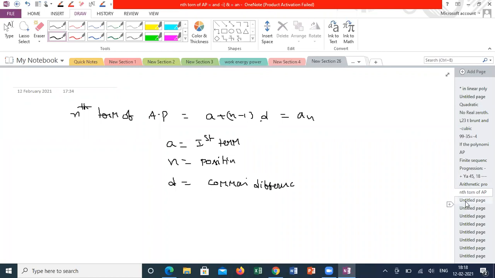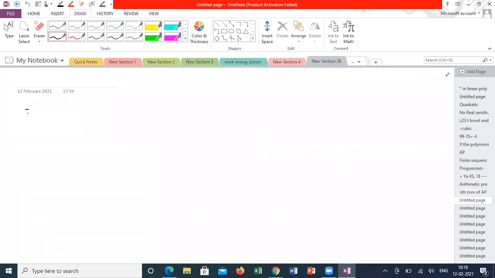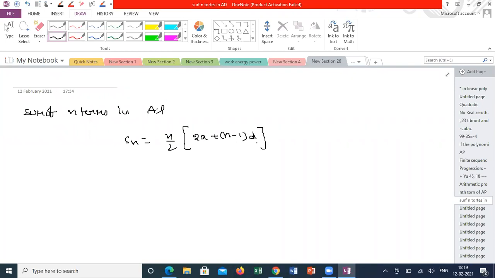What is the sum of the n terms in an arithmetic progression? Sn formula over here. Sn is equal to n by 2 into (2a plus (n minus 1) into d), sir. Here d is the common difference, n is the number of terms we are going to add, and a is the first term.